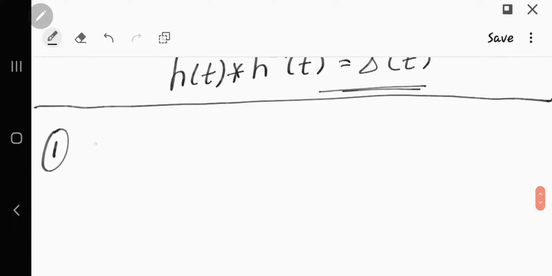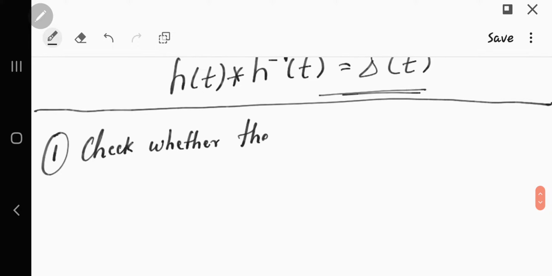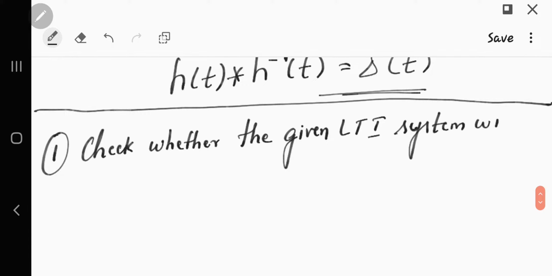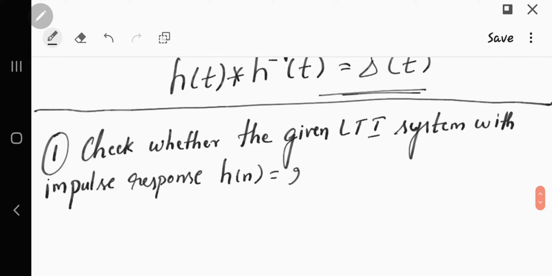The problem is like this: check whether the given LTI system with impulse response h of n is equal to 2 to the power of n u of n minus 1 possesses the following properties.